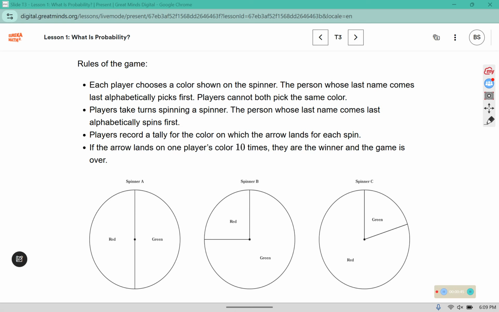So we're going to play games with spinners today. It says each player chooses a color shown on the spinner. The person whose last name comes last alphabetically picks first. So if your last name starts with a Z, you would go before somebody whose last name starts with a G.